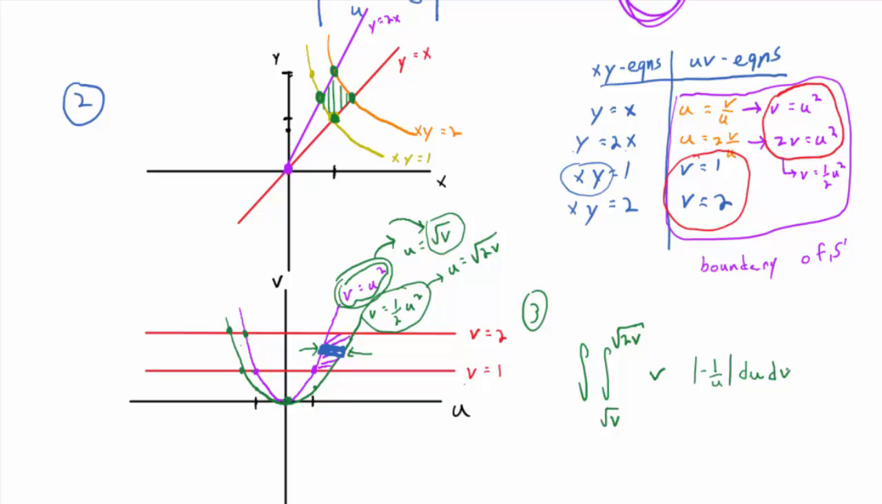Okay, then what does v run from? So v runs from 1 to 2, and there's your setup. To make it a little easier on the eyes, it's actually not hard to evaluate, so I'll leave that to you guys. But you're going to take the absolute value of this, so you just get v over u, don't you? du dv.